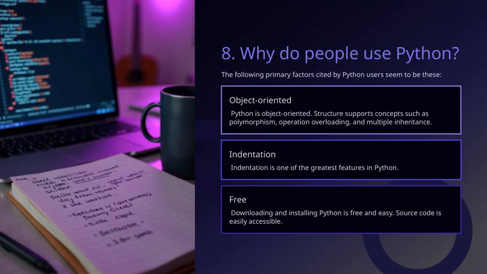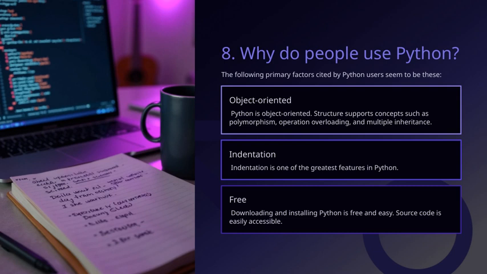So, why do people use Python? Well, there are a few key factors that really stand out among users. First, Python is object-oriented, which means it supports important programming concepts like polymorphism, operation overloading, and even multiple inheritance. This makes it flexible and powerful for building complex applications. Another great feature is its use of indentation. This might seem simple, but it actually enforces a clean and readable code structure, which is one of Python's greatest strengths. It helps keep your code neat and easy to follow.